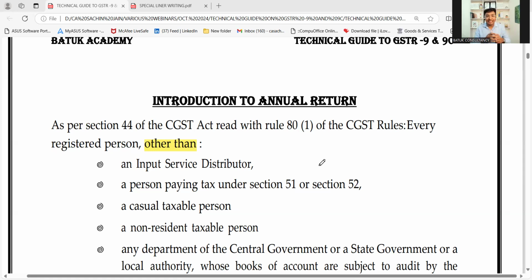So just start the learning and enjoy the video. Let's start our discussion on GSTR 9 and 9C. I am not going to read the complete lines of the book. I am just going to read the heading and explain the things, and I am also going to share practical things with you, so that you can easily use them while filing the GSTR 9 and 9C return.